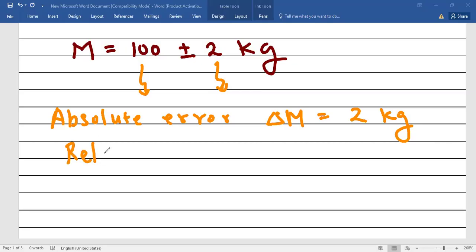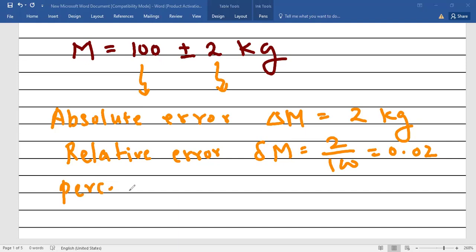And the relative error in this measurement will be 2 over 100, that is 0.02. Remember, relative error will not have any unit, it is just a ratio. Then we have the percentage error. In percentage error, whatever relative error you are getting, just multiply by 100. So this we will get as 2%. So this is how we calculate the errors in a physical quantity measurement.